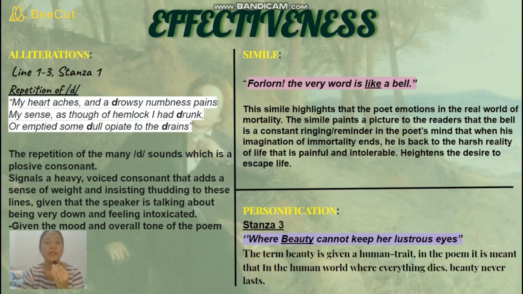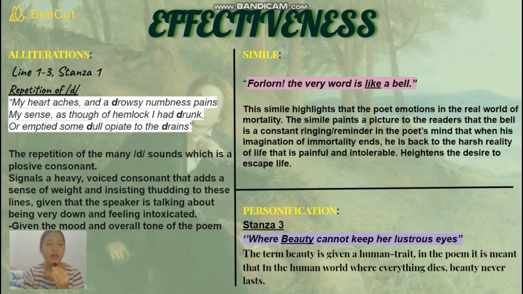Next I will be presenting the effectiveness of such language to the poem. First is alliteration. Alliteration is used to create a rhythm, a mood, and to help the readers understand the secondary meaning of a word in the poem besides its literal meaning.